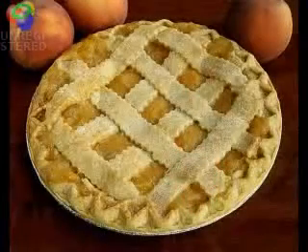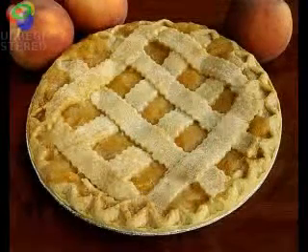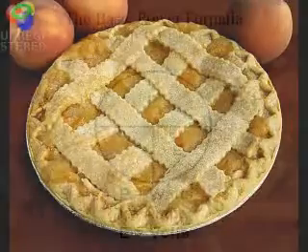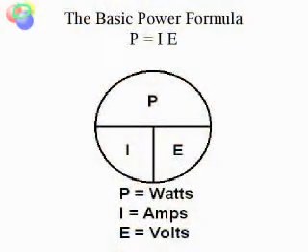In a similar way, the basic formula for power, P equals I times E, is easy to remember if you just think of the word pie. Draw a circle like a pie, draw a horizontal line across it, and put P on the top half of the pie. Drop a line from the center of the circle to the bottom of the line. I and E are placed in the two bottom quarters of the pie.